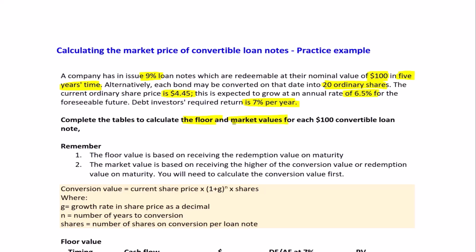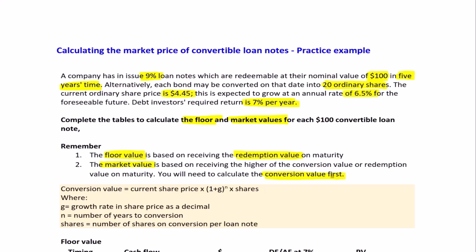Now, the floor value and the market value might be the same. It depends on whether the convertible loan note holders would convert or not. So the floor value is always based on the redemption value. Here, that would be the $100. But the market value will depend on whether you're going to receive the higher of the conversion value, which would be based on converting them, or the redemption value, whichever one is highest. You need to calculate the conversion value first.